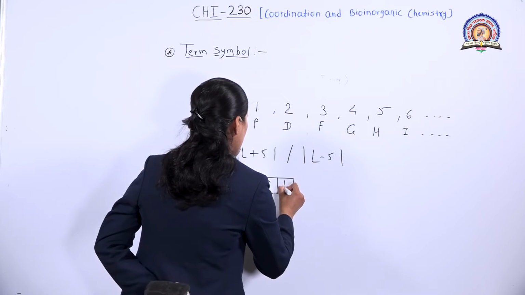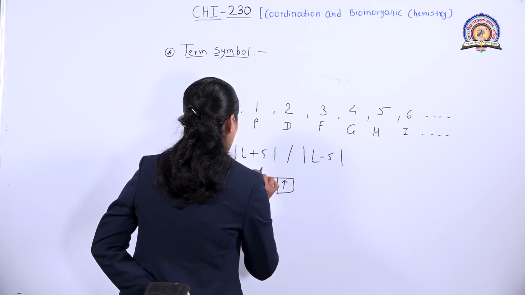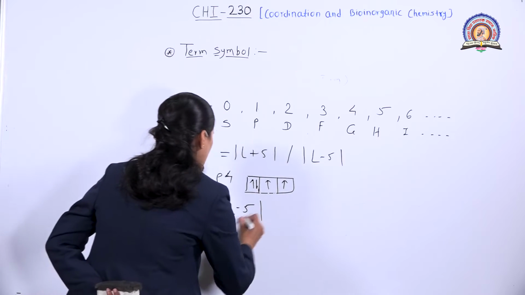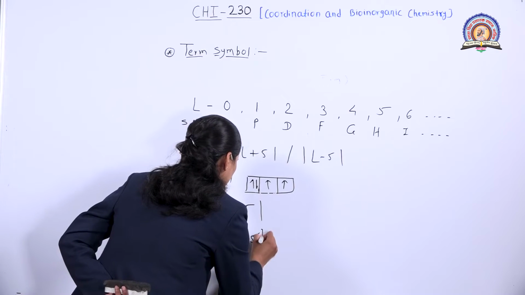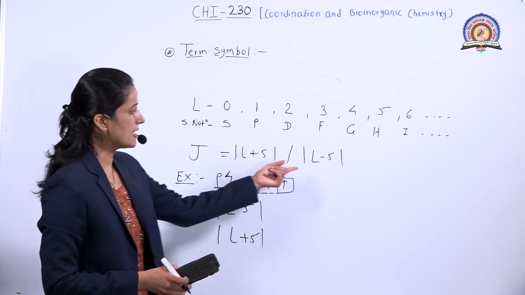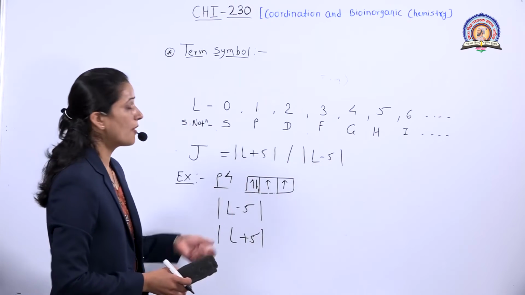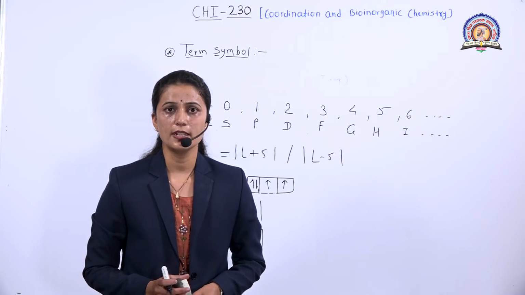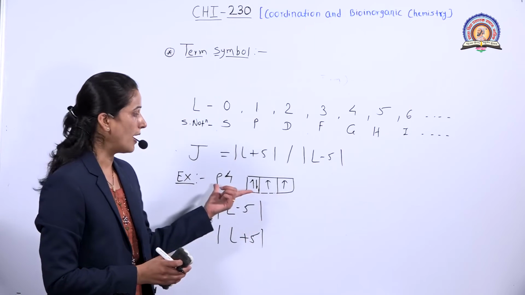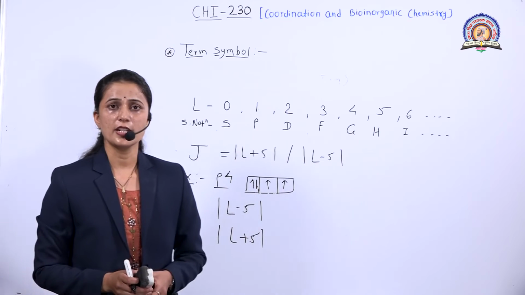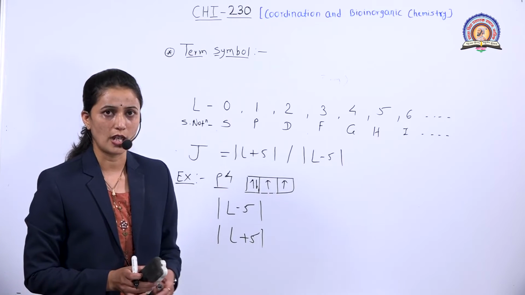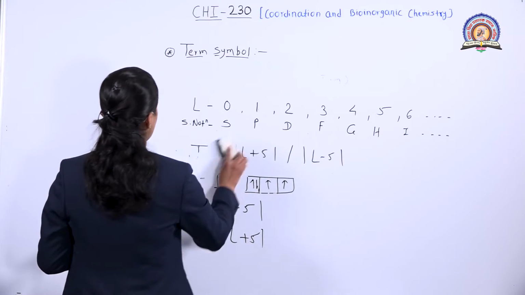And when the configuration is more than half filled, then we have to use L plus S. This is the calculation for J, meaning L plus S or L minus S. If the configuration is less than half filled or perfectly half filled, then we have to use L minus S, while if the configuration is more than half filled, then we have to use the L plus S formula. Okay, so let's see the examples.